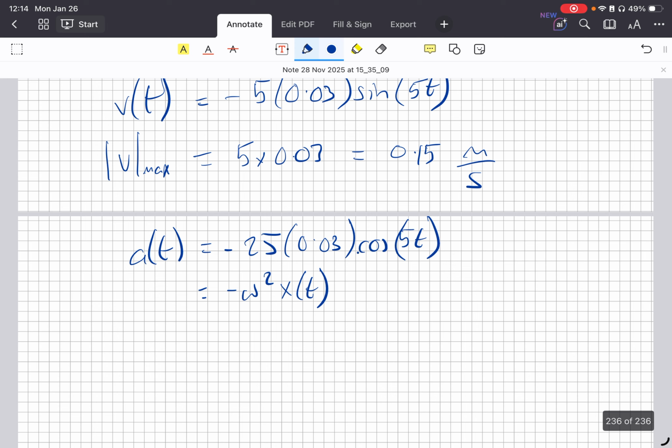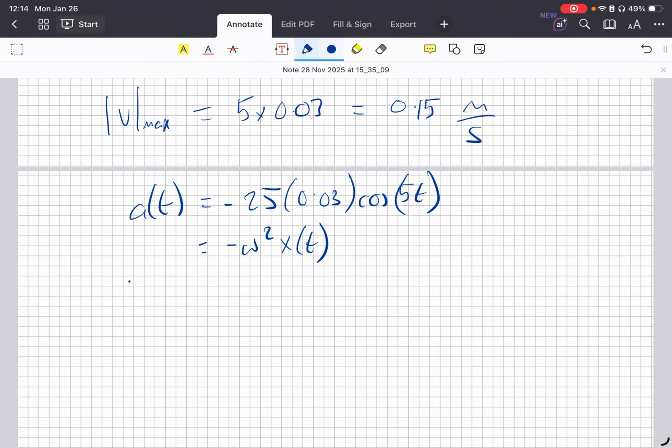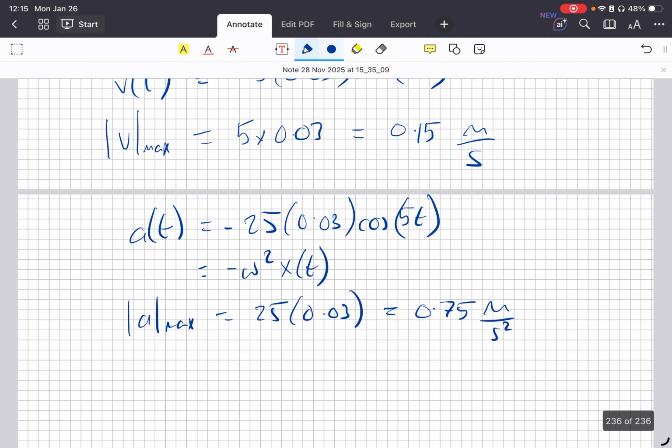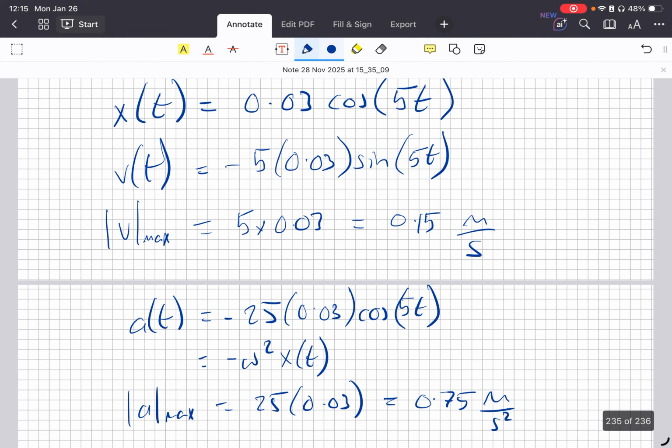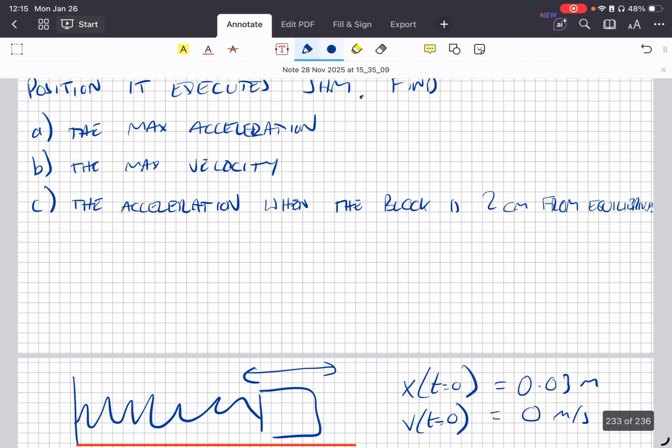Anyway, to compute the maximum value of this acceleration, once again, the maximum value that cosine of 5t can take is 1. So the maximum amplitude of the acceleration will just be given by this 25 times 0.03, which is 0.75 meters per second squared. That's our maximum acceleration. Those are actually just formulas that we used in the lecture, so we haven't done anything too new here.